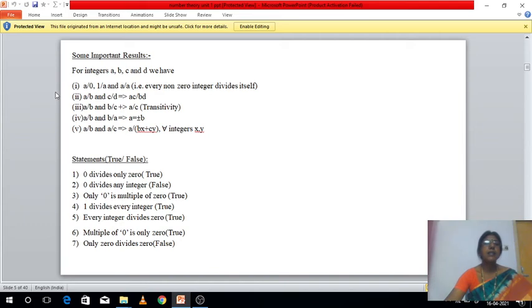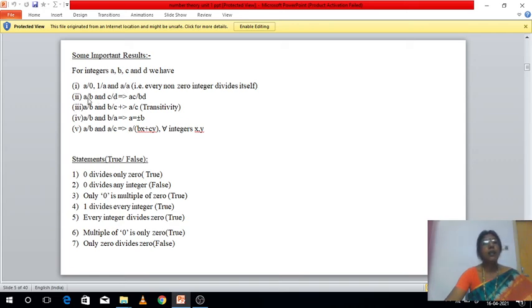Next we see some important results. Suppose A, B, C are integers. Then the following are some important results. The first result: A divides 0. 1 divides A, for any integer A. A divides A, which means every non-zero integer divides itself.